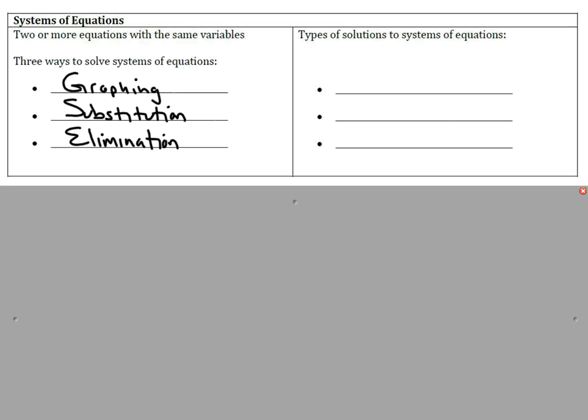So, the types of solutions to systems of equations. One of three things is going to happen. The easy one is that there's going to be one solution, which we just saw on the previous screen on the graph. So there's going to be one x value and one y value.